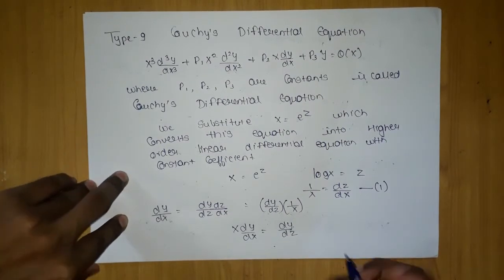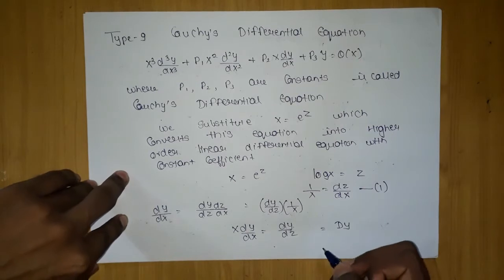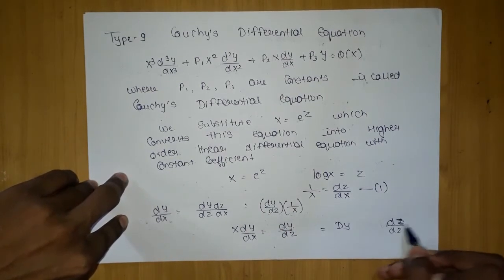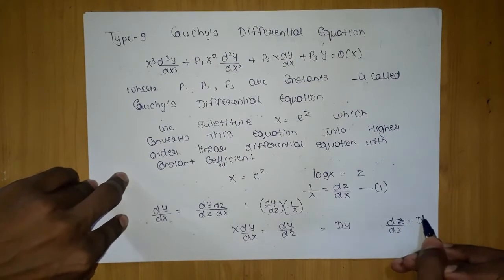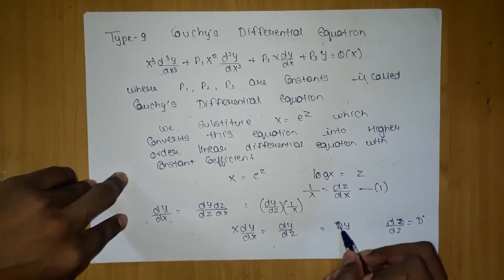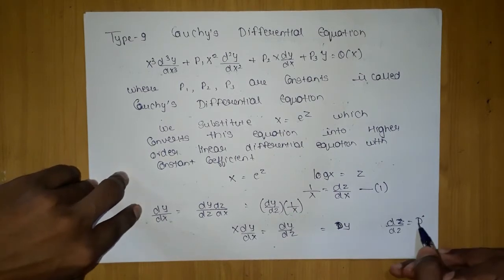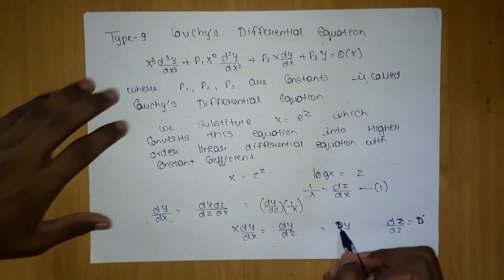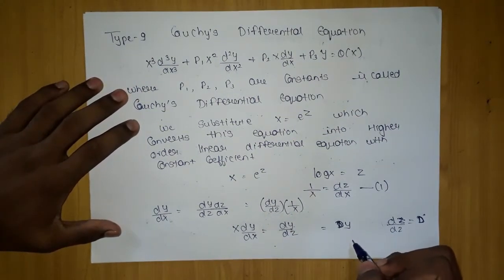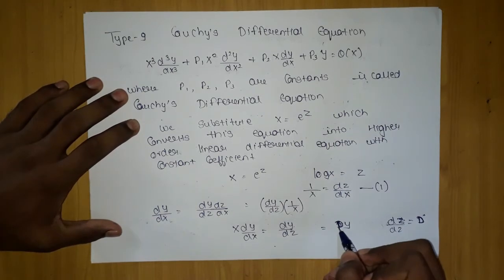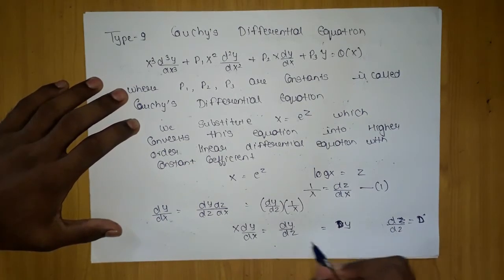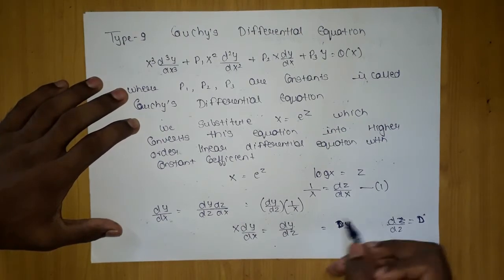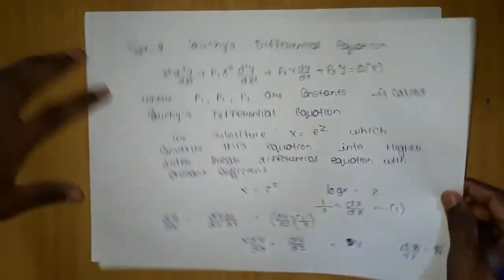Now we will call this d. Many teachers call d by dz by some other symbol, and in different books you will see different things, but we will call it d only. So we are calling d by dz as d, and it is d by dz into y, so it becomes dy. Now we got the value of this.